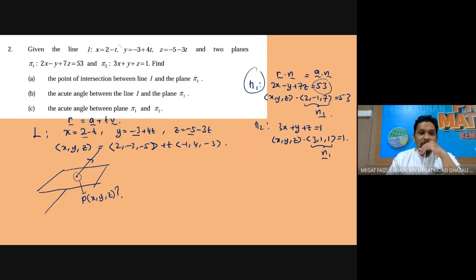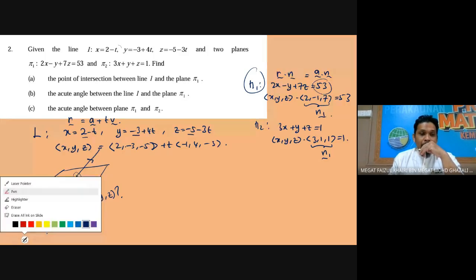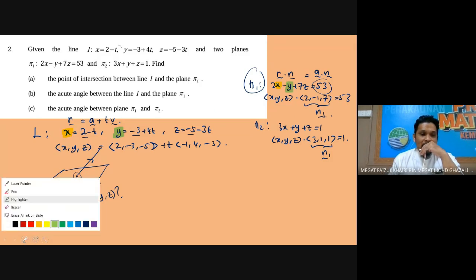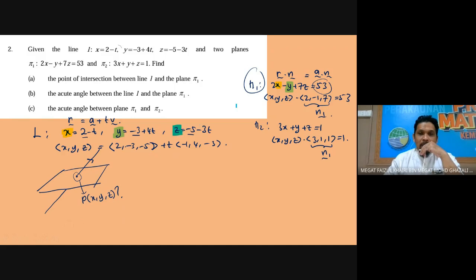So we refer straight to the line. First we have x, and because this straight line intersects pi 1, we refer to the x here. Then for y, we substitute into here, and z into the value of z here. So now substitute x, y, z in this Cartesian form into this equation of the normal.